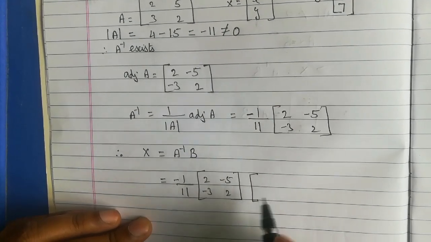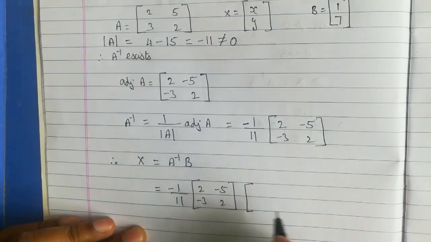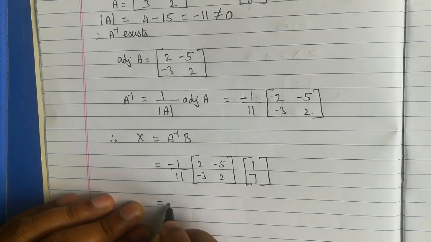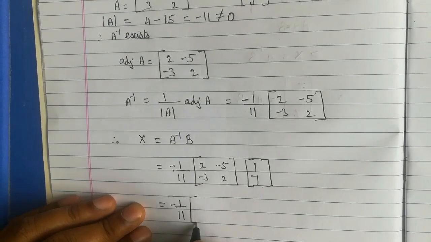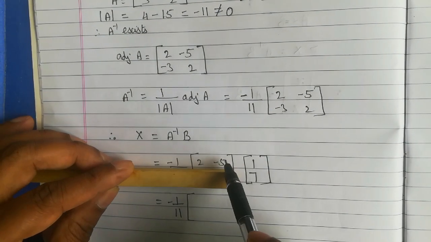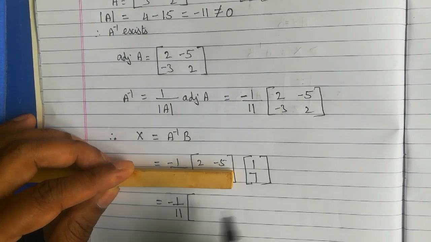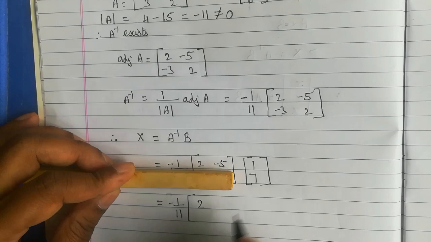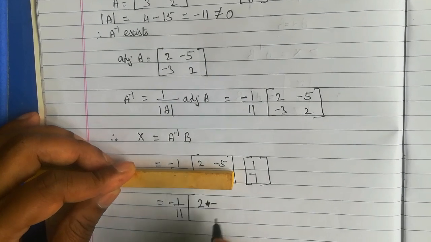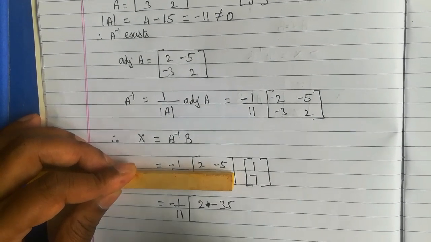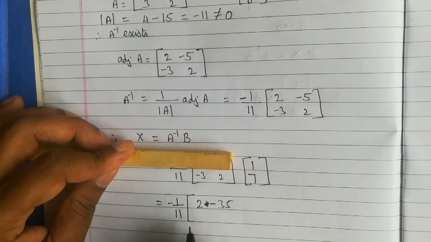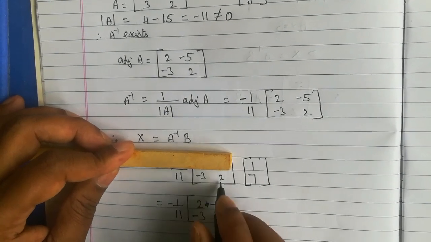Then the value of B, B is given. Now we want to multiply this. This minus 1 by 11, we'll keep it out. We'll multiply this. We have seen how to multiply. Take the first row, multiply with that column: 2 into 1, 2, minus 5 into 7, minus, plus into minus, minus 35. Now, we'll take this row and multiply: minus 3, 2 into 7.